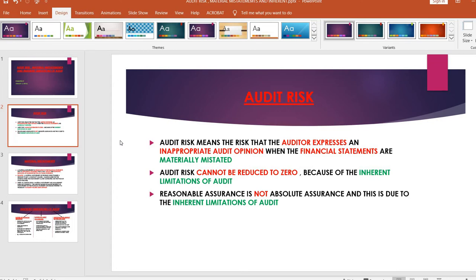So audit risk means the risk that the auditor expresses... We all know that the auditor, what does he do? He has to see if the financial statements are correct, right? And after that he has to express his opinion. He has to express his opinion on the same.